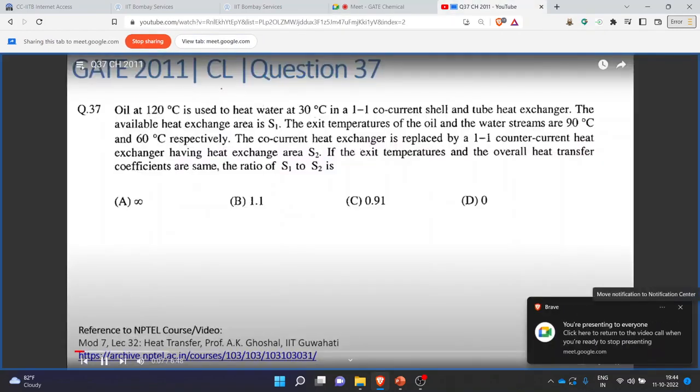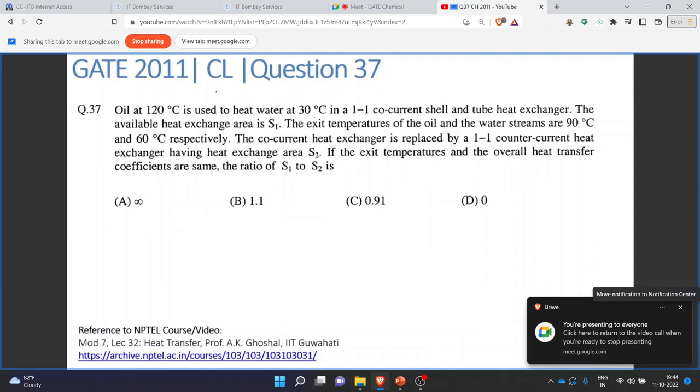Hello everyone, we are looking at question 37 of GATE 2011 chemical engineering paper. The question is oil at 120 degrees Celsius is used to heat water at 30 degrees Celsius in a 1-1 co-current shell and tube heat exchanger. The available heat exchanger area is S1. The exit temperatures of the oil and water streams are 90 and 60 degrees Celsius respectively. The co-current heat exchanger is replaced by 1-1 counter-current heat exchanger having a heat exchange area of S2. If the exit temperatures and the overall heat transfer coefficients are same, the ratio of S1 and S2 is dash.